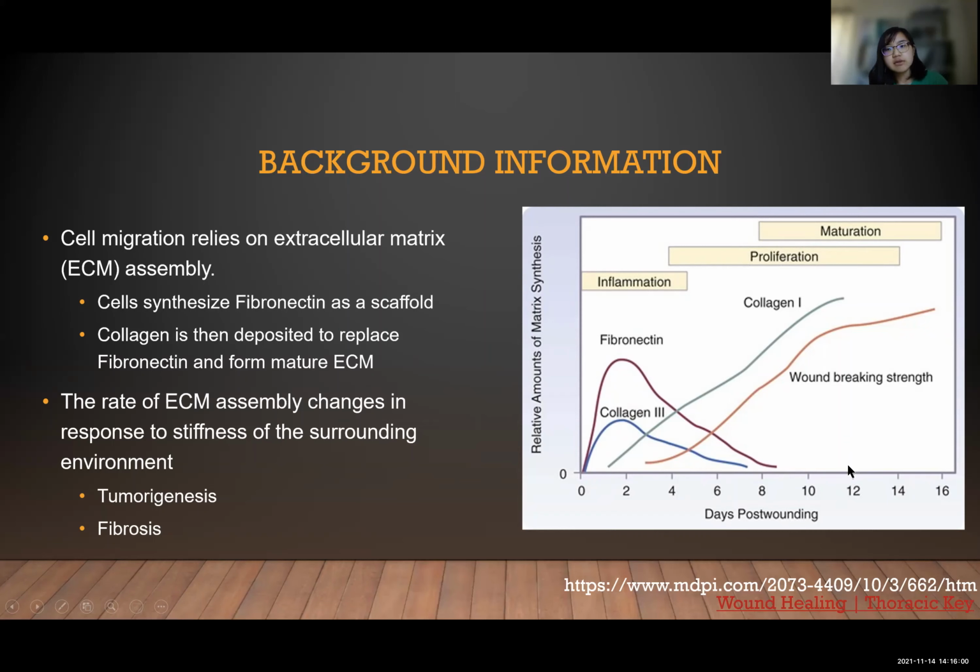We also know that this rate of ECM assembly actually changes in response to the stiffness of the surrounding environment. So the actual stretching of the fibronectin is dependent on the substrate stiffness. This is typically researched in a lot of disease models like tumorigenesis and fibrosis, which are both characterized by a change in stiffness of the tissue.